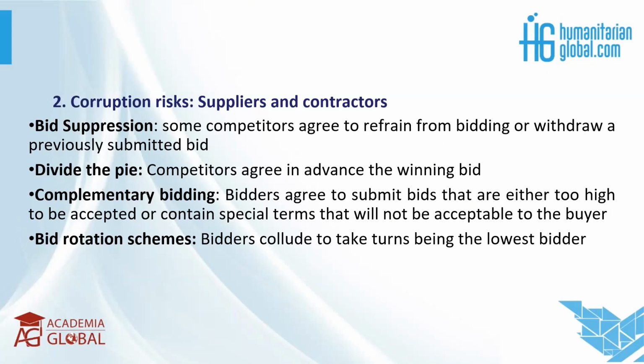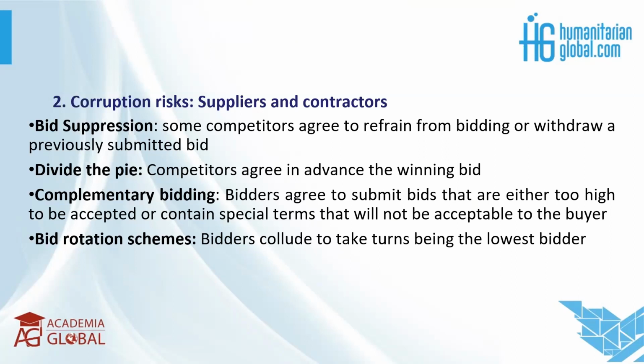The other one is complementary bidding. And I think this is what I explained, but in complementary bidding, bidders agree to submit bids that are either too high to be accepted or contain special terms that will not be acceptable to the buyer. So bidders agree to submit bids that are either too high, like all of them decide you can't select them, or they have conditions that tie you as the procurement person in a way that you have no option. They have special terms that hold you, and that is corruption cooking in your organization, and you should be able to call that out.